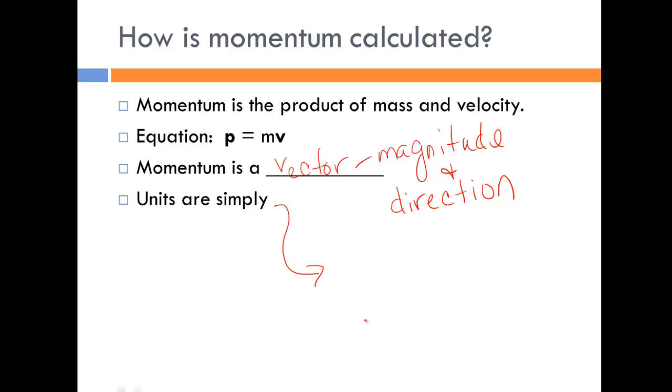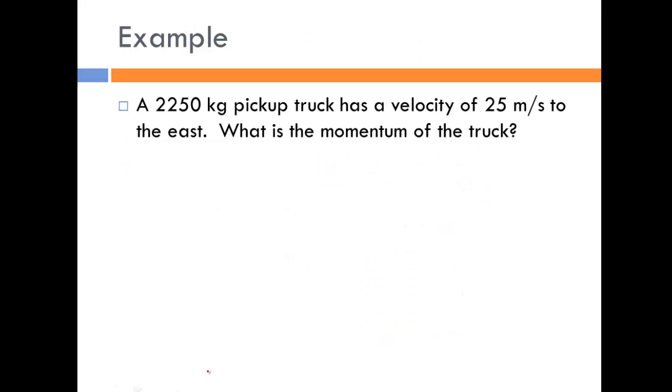Units are pretty simple. They are taken simply from the quantities you use to calculate momentum. Mass, of course, is going to be measured in kilograms, and velocity is measured in units of meters per second. So the units for momentum are simply kilograms times meters over seconds. So quick and simple example, we've got a 2,250 kilogram pickup truck. Its velocity is 25 meters per second to the east. What's the momentum of the truck?